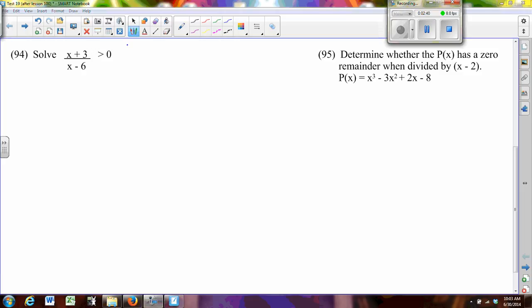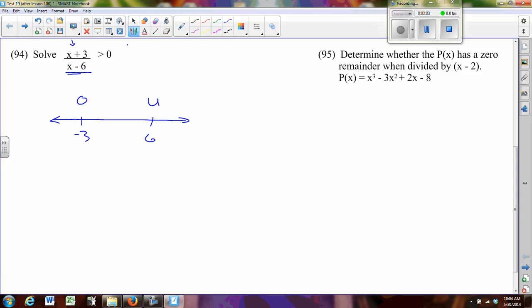To solve this next problem, I'm going to have my number line. Now my important numbers: to make the bottom 0, I would have 6. To make the top 0, I would have negative 3. Those are my important numbers. Now if I put negative 3 in, I would have an answer of 0. If I put 6 into the bottom, that is undefined. Remember, we cannot have a 0 on the bottom.